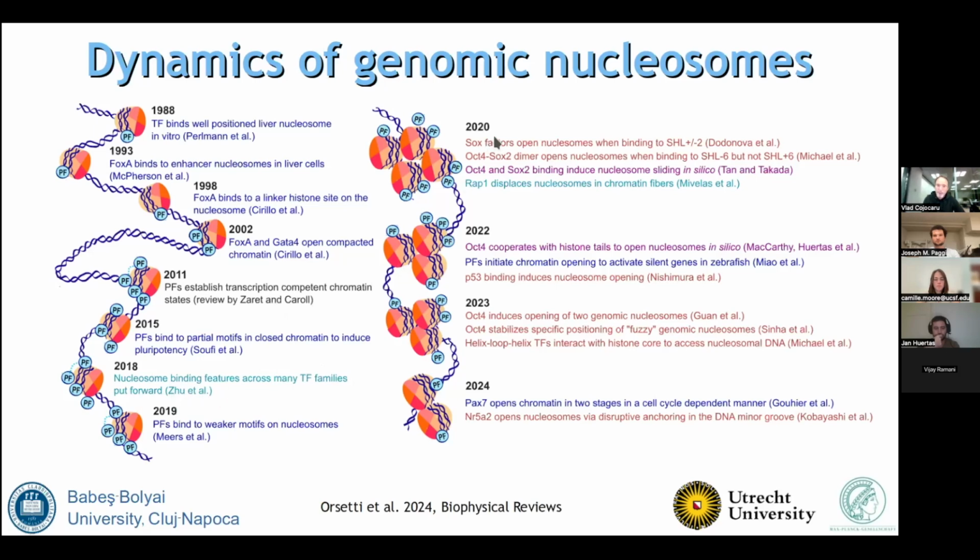And then on the right, you see when the structures of these pioneer factors in complex with nucleosomes started to be resolved. And these are in red here. Now, the first structure was the SOX structure coming from Patrick Cramer's lab that Vijay also mentioned. And then we had other structures of other pioneer factors. But actually, the first computational study was a coarse-grained simulation by Tan and Takada, who have also looked at this kind of motion induced by OCT4 and SOX2 binding, mainly by SOX2 binding.